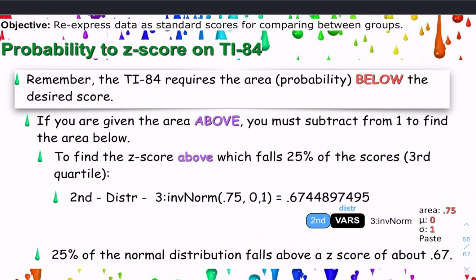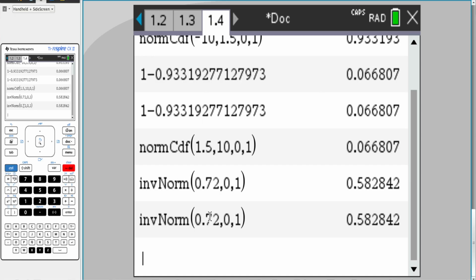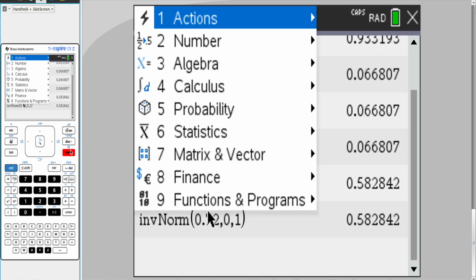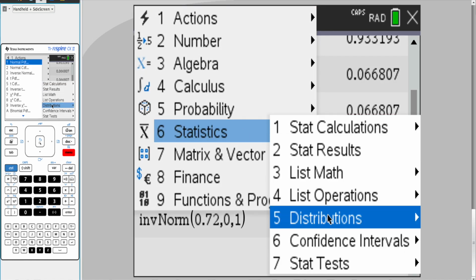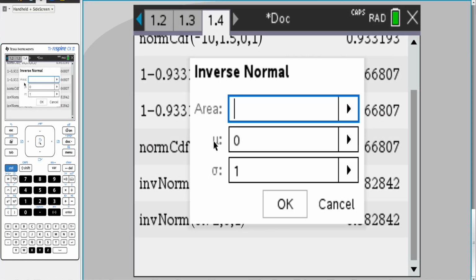Likewise, remember, the TI-84, the TI-Nspire, requires the area below the desired score. So if you're given the area above, you must subtract from 1 to find the area. That concept is called the converse. So to find the z-score above which falls 25% of the scores, which would be finding how much area is above the third quartile, what we would first start with is inverse normal. So we go menu, statistics, 5 for distributions, and then inverse normal.